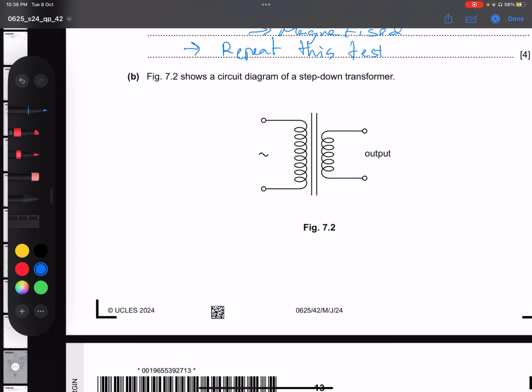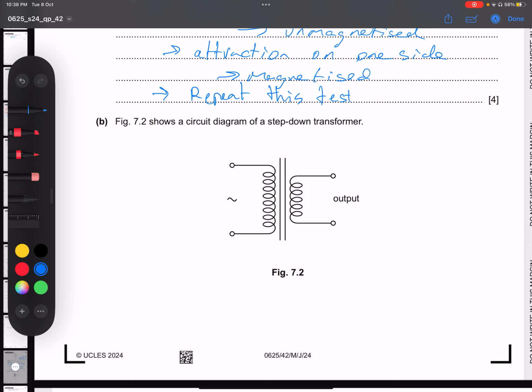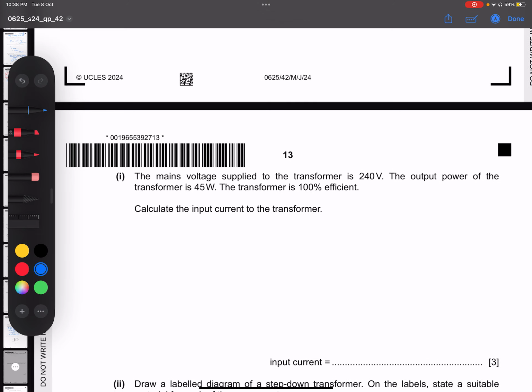So yeah, okay. B. Figure 7.2 shows a circuit diagram of a step-down transformer. The mains voltage supplied to the transformer is 240 volt. The output power of the transformer is 45 watt. The transformer is 100% efficient. Calculate the input current to the transformer.